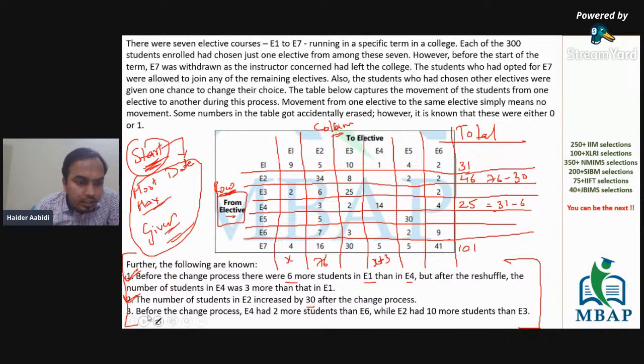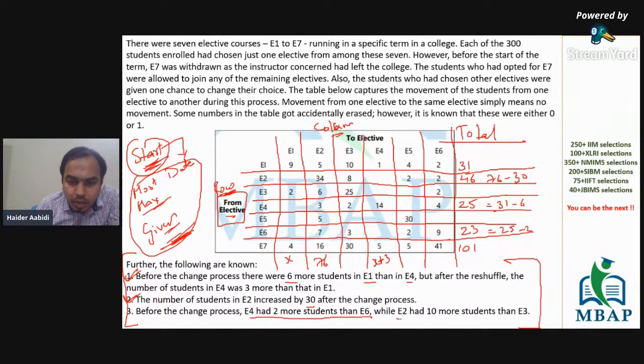The second clue: before the change process, E4 had 2 more than E6. These are clues which are only giving you more and more data. That's why the starting point is very crucial. If you have identified the right starting point, then the other things are just taking the clues and putting them here, and the data distribution will start making sense. Before the change process, which is the row again, E4 had 2 more students than E6. So E6 becomes 23, because this is 25 minus 2.